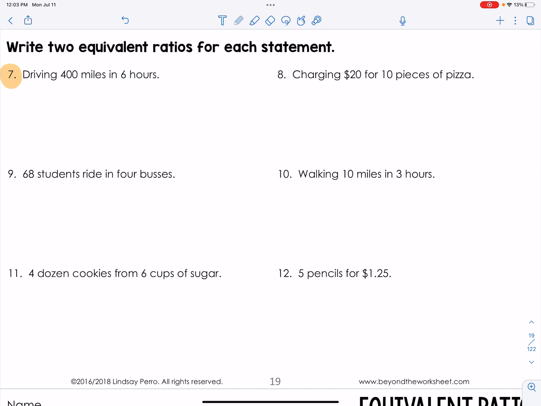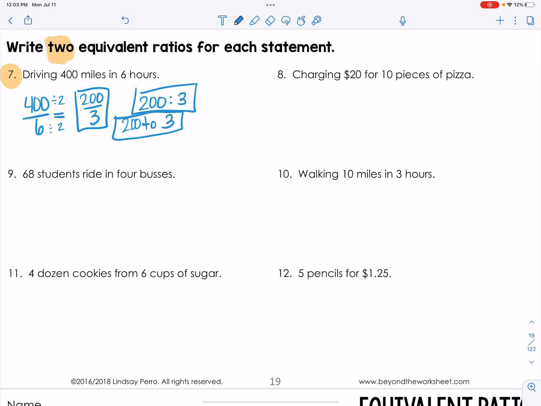So if I do 400 miles in 6 hours, well, 2 goes into both of them. So this would be 200 over 3. So here is one ratio, but the directions want 2. So I think it would just be easiest to write 200 over 3, but you could also write 200 to 3. I don't really care, but these would be my equivalent ratios. It's just wanting you to write it in the different forms. And I know we didn't do any examples of that, so I thought before you start this homework, you would watch this video and it will help you.